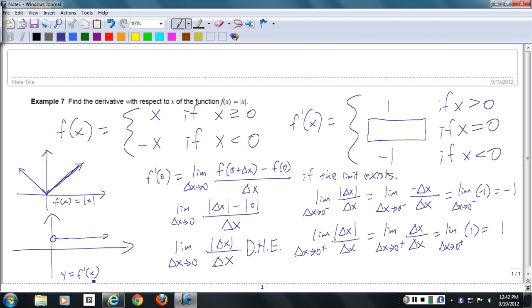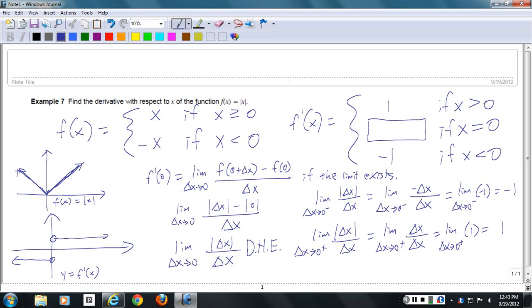Pick a negative number. I want to know what's the value of the derivative. Well, you look at the graph of the function. The slope is -1, -1, -1. So it's constantly equal to -1. And hopefully this jives with what we just did in evaluating these two one-sided limits.